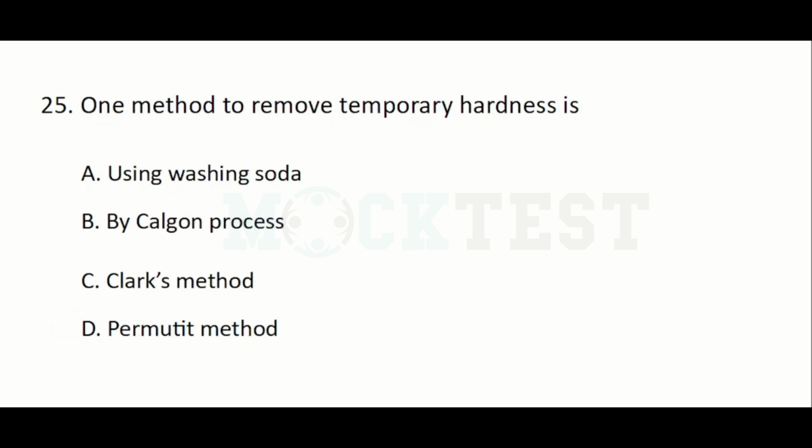One method to remove temporary hardness is option A using washing soda, option B by Calgon process, option C Clark's method, option D permutit method. One method to remove temporary hardness is Clark's method.